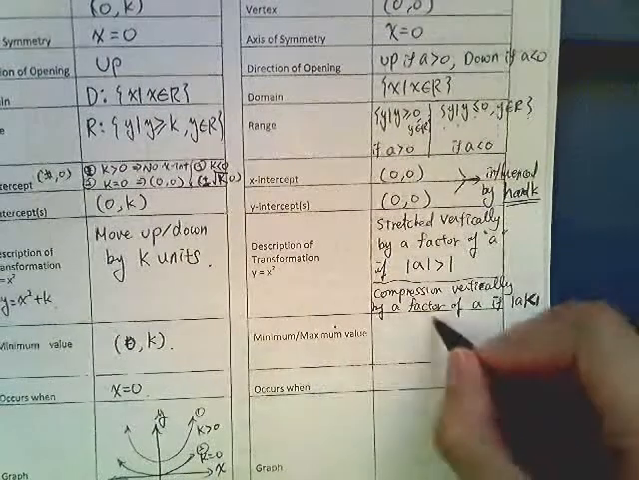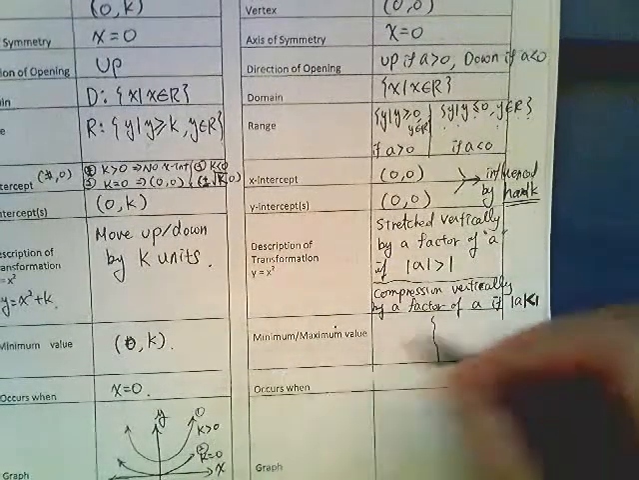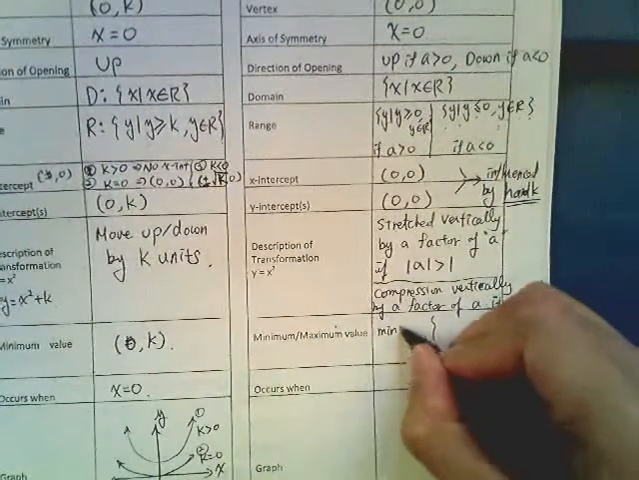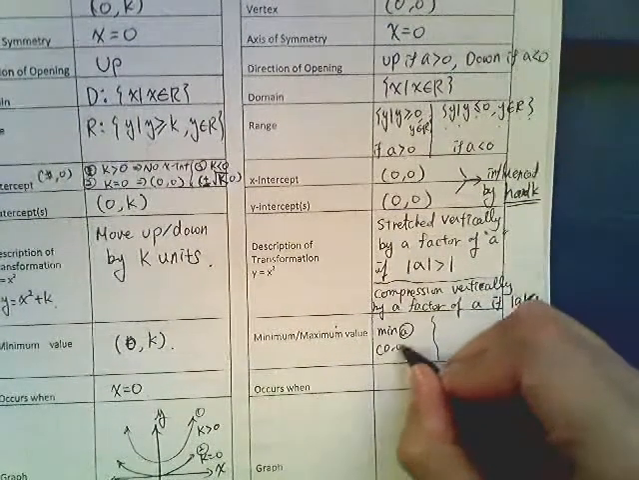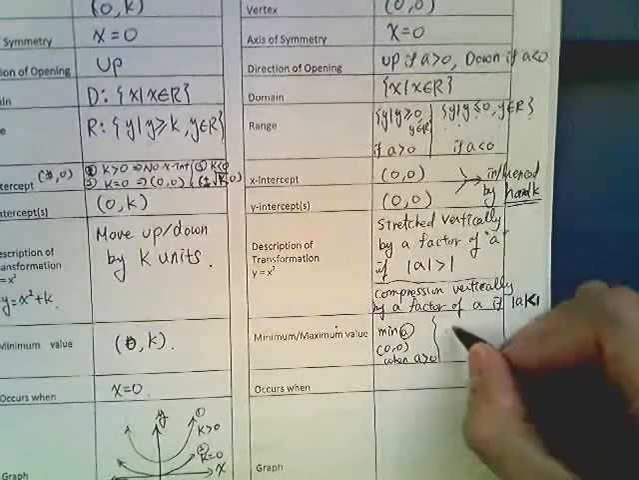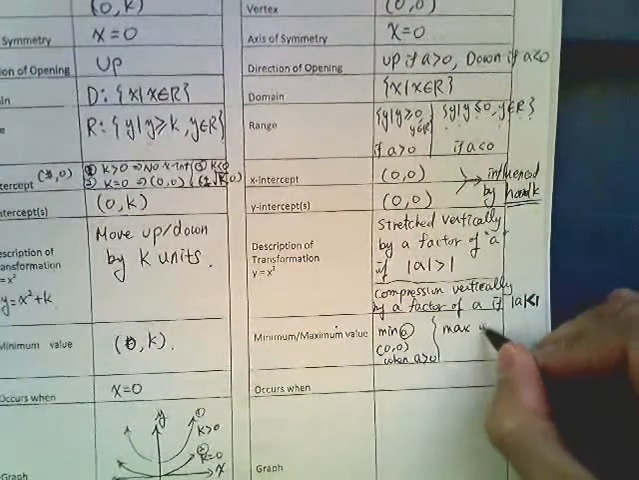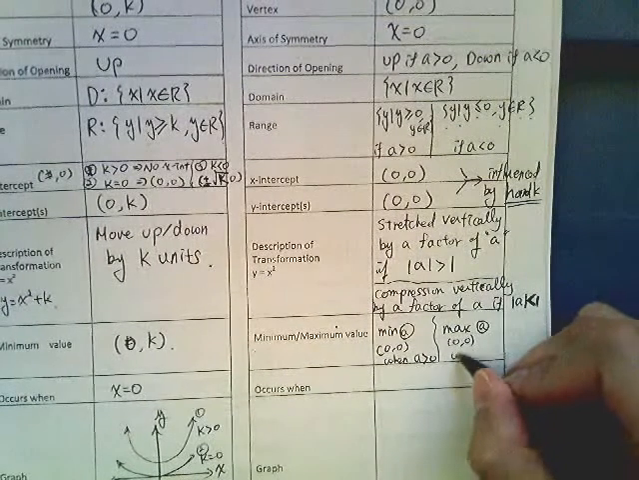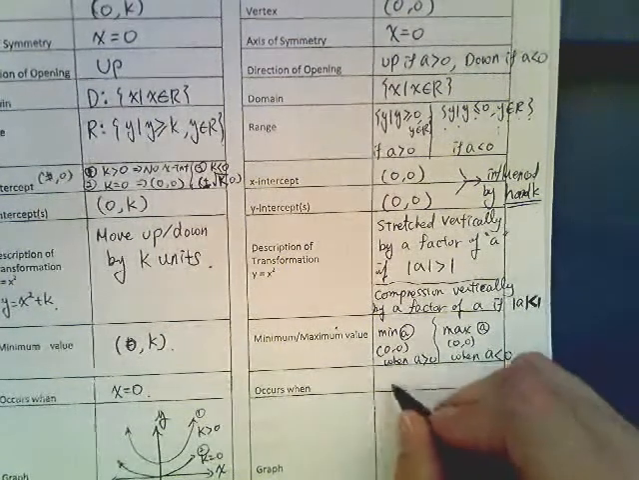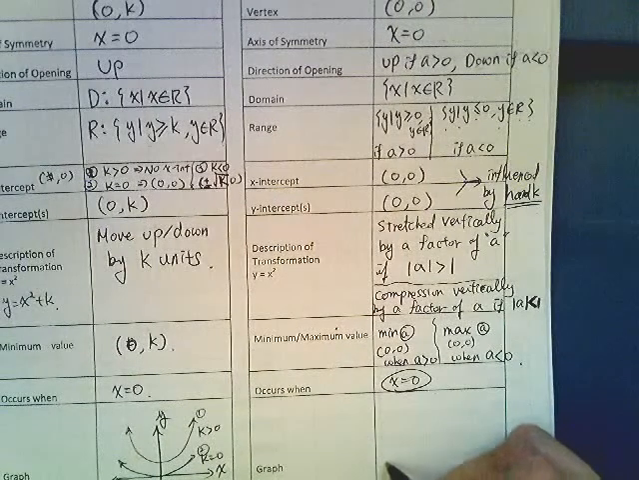Now minimum or maximum value: obviously it is a minimum when it is opening up, so it's min at (0, 0) when a is greater than 0. Now max at (0, 0) when a is less than 0. It occurs when, well, simply x equals 0. That's what's happening. Now the graph will be two cases.